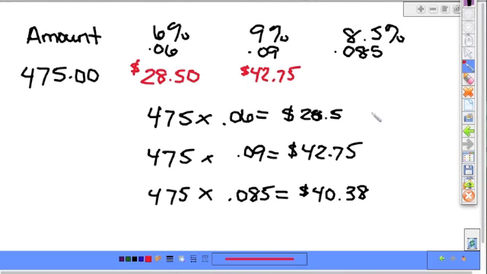So always look to see if it's something that you can round as well. And since we're dealing with money, you always want 2 numbers after the decimal. And that is how you fill in that chart for the homework. Okay, hopefully this helped you on lesson 6-6.